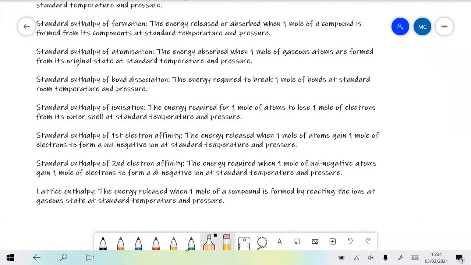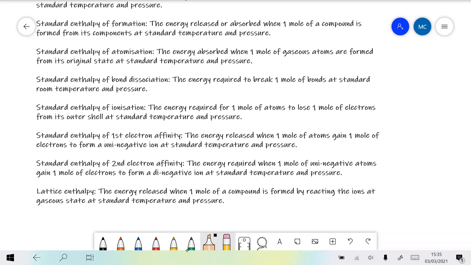the topic. It's important to ensure that for these questions you are in a position where you have an idea for now. Maybe you won't know all the definitions inside out by heart, but it's good that you have an idea. So the standard enthalpy of bond dissociation is the energy required to break 1 mole of bonds. To break bonds, you always require energy. And the energy required to break 1 mole of bonds will be the standard enthalpy of bond dissociation.